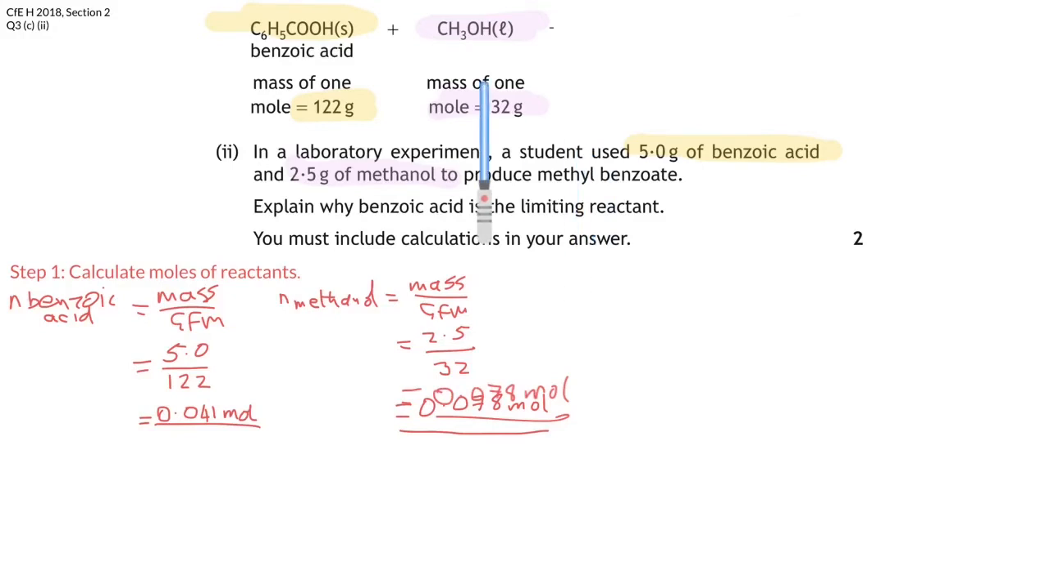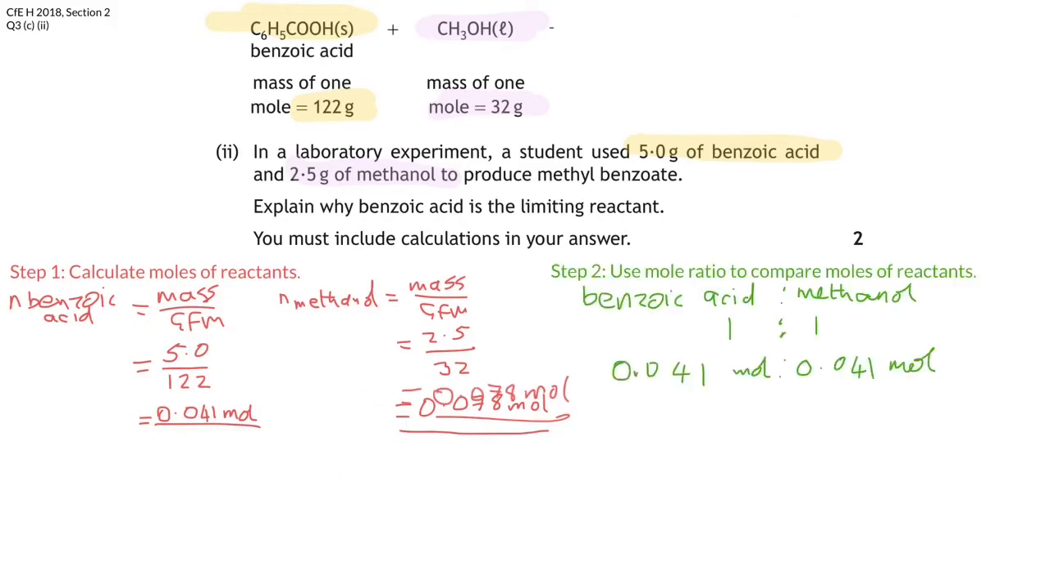On to step 2, where we're going to be using the mole ratio from the balanced equation to compare the number of moles we calculated. So with 0.041 moles of benzoic acid and using the mole ratio for all that benzoic acid to react, we need 0.041 moles of methanol.